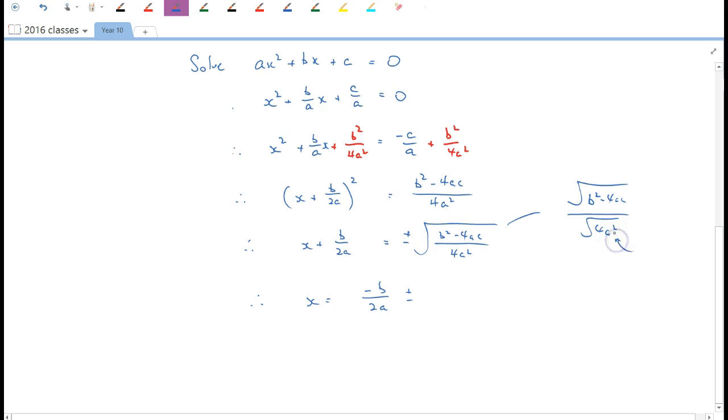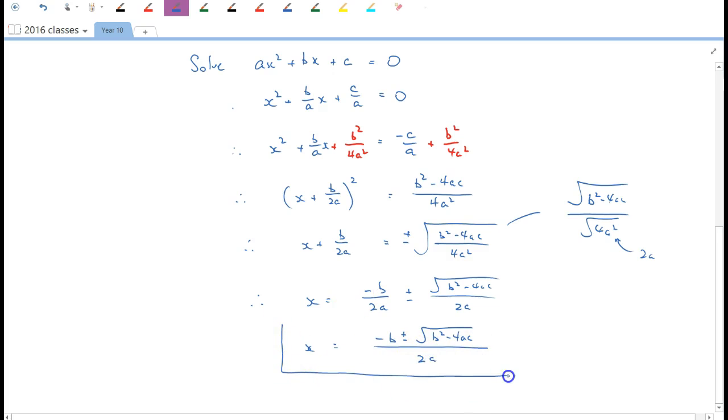Now that denominator, the square root of 4a squared, is just 2a. So splitting this up becomes plus or minus the square root of b squared minus 4ac over 2a. Lo and behold, I've got common denominators. So this beautifully comes down to minus b plus or minus the square root of b squared minus 4ac all over 2a. Now that there is called the quadratic formula.